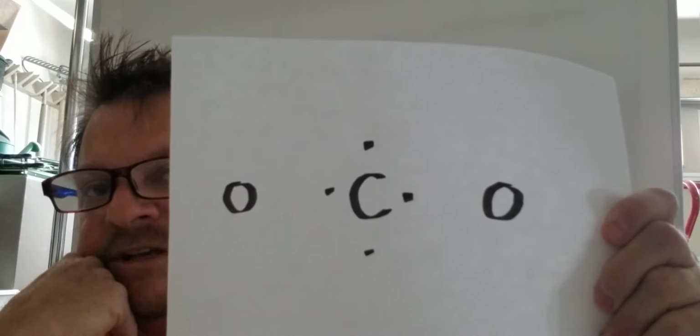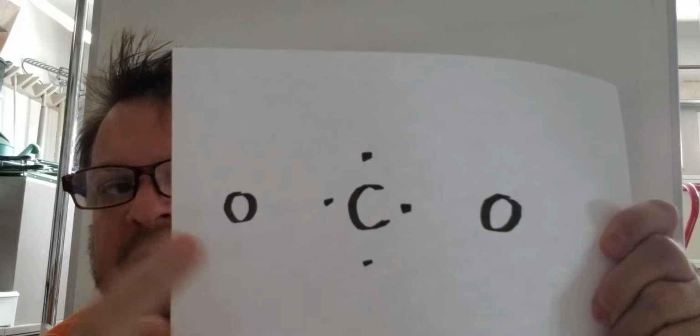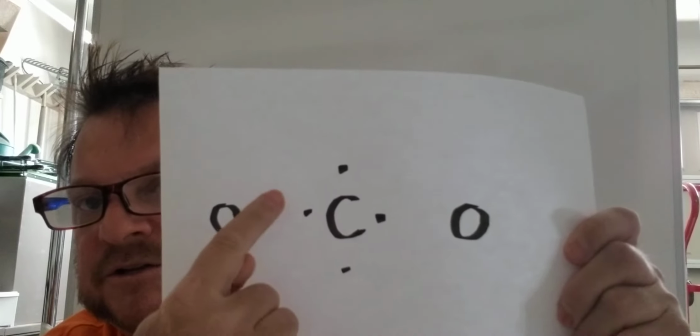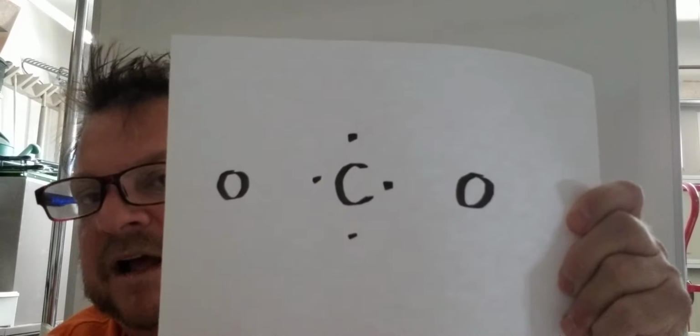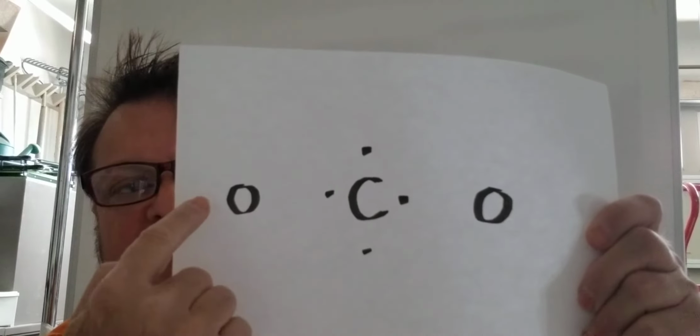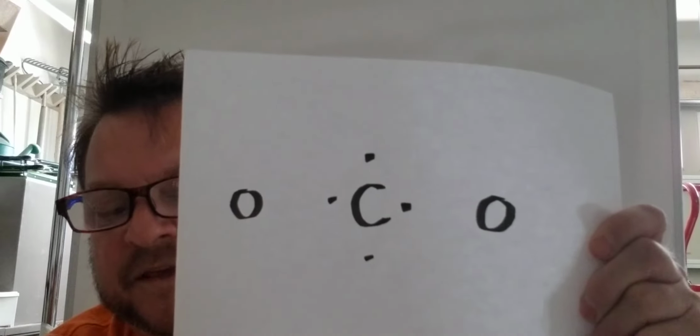And again, I'm going to go slow, go back. Carbon, how many dots are on the outside of carbon? It's in the fourth row. Therefore, 4 dots, and I have 1, 2, 3, 4 dots, okay? I have my oxygens over here. I haven't drawn the dots yet on them.